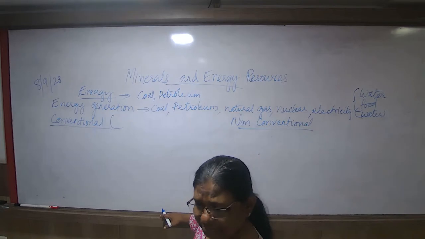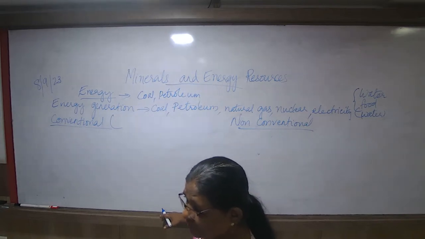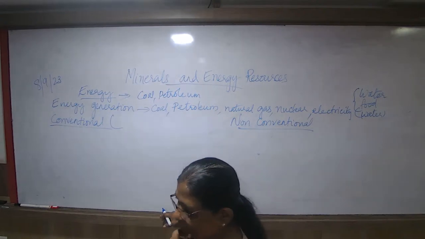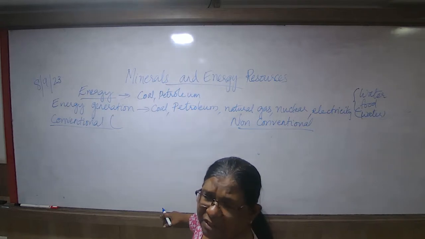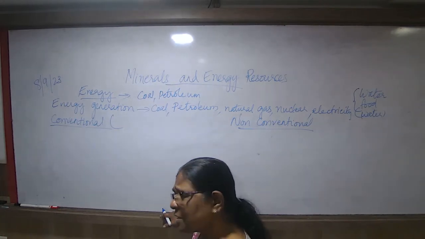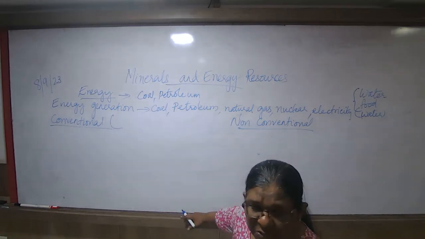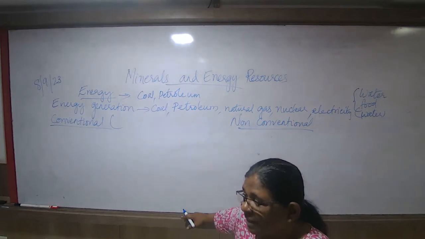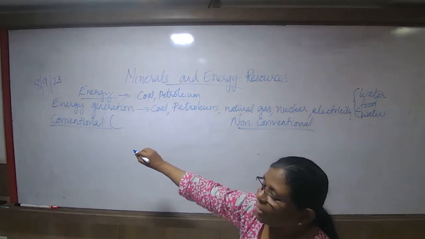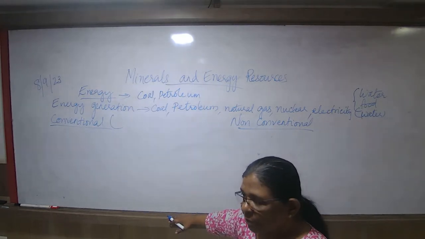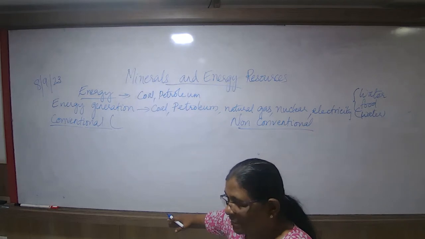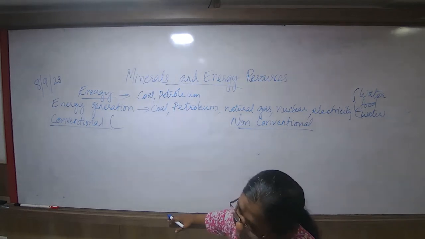Then you may think that solar energy and wind energy were also used, but they were not used commercially. They were used for drying grains, drying clothes, warming water, all these things for household needs. The solar energy was used, but not on a large scale. Large scale we started using it recently. That is why solar energy is not included in the conventional sources. Did you understand? So it is of convention, of practice. These are used commercially. Got it? Commercially means large scale production.